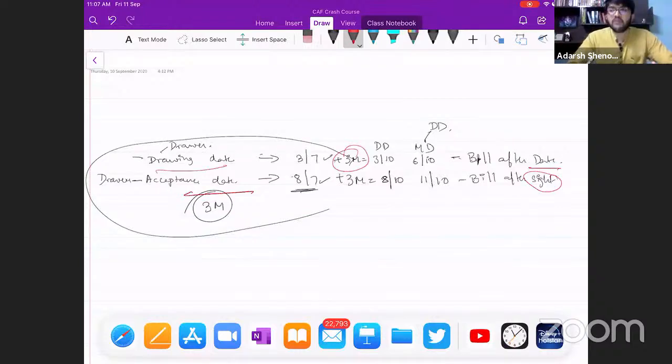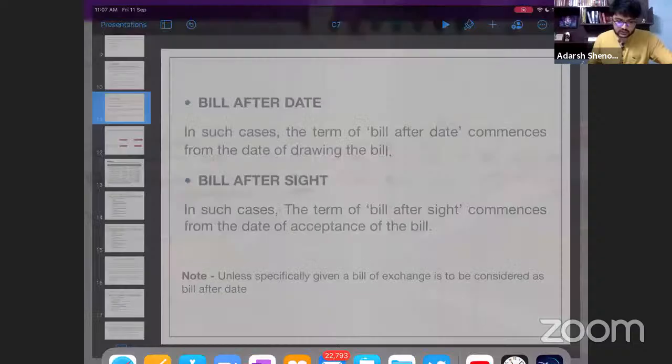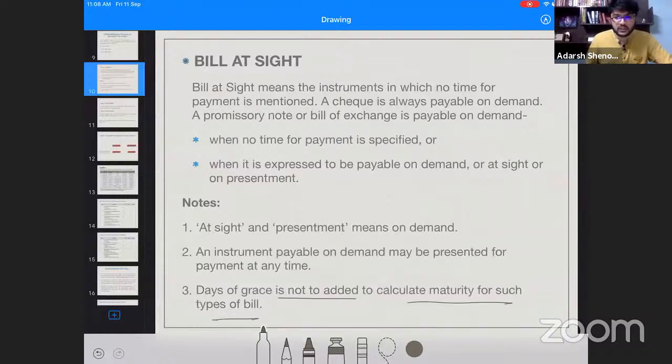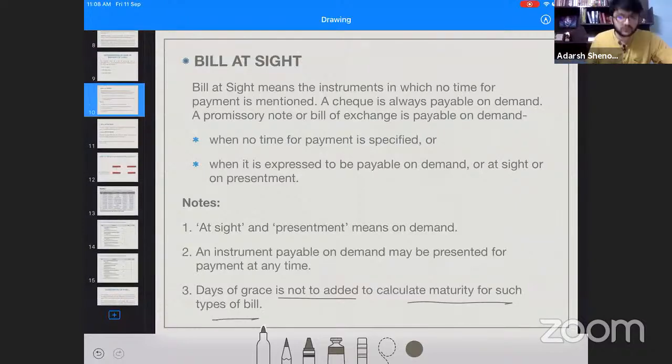So that is why for at-sight negotiable instruments, we don't have the concept of the 3 days grace period. Because you have to make the payment on the date on which it is presented, you don't get additional time. So even though a check is a negotiable instrument, it is at sight. If it is at sight, no concept of grace period. I hope this is clear. So that was bill at sight. Here, days of grace are not to be added to calculate the maturity for such types of bill. So whenever it is presented for payment, you have to make the payment.